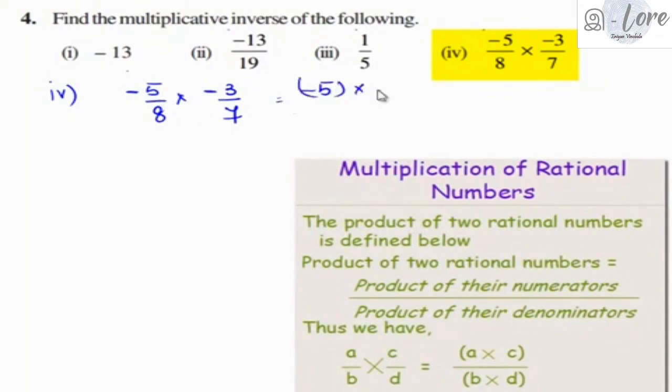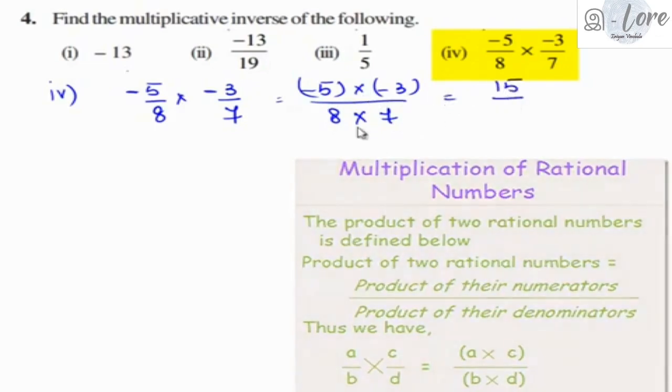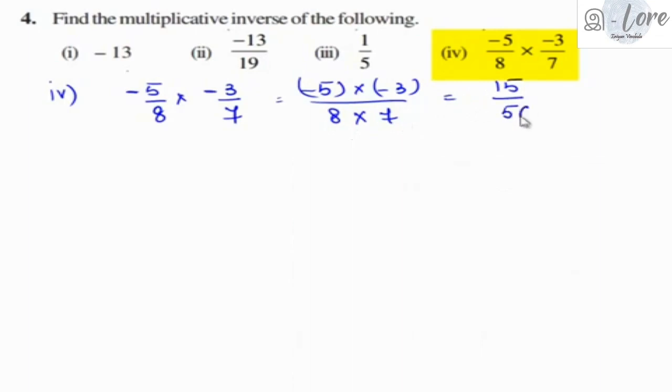Minus 5 by 8 into minus 3 by 7 is equal to minus 5 into minus 3 by 8 into 7, the product of numerators by the product of denominators. Minus into minus is plus, so 5 into 3 will be 15, and 8 into 7 is 56. So now we need to find out the multiplicative inverse of 15 by 56.